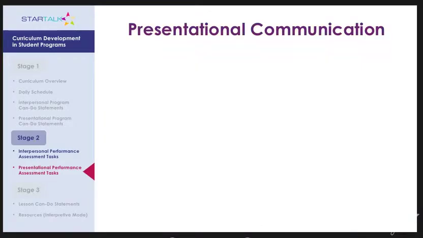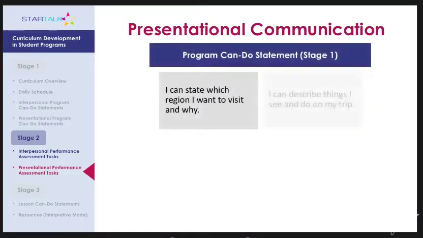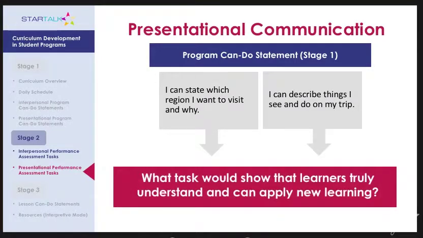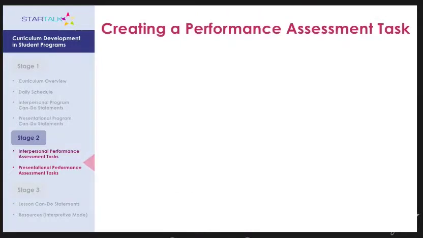The presentational program can-do statements were also written in stage 1. Developing the performance assessment task again involves asking and answering the same key question that you saw with the interpersonal mode. If you look at "I can state which region I want to visit and why," then you are asking yourself what task would show that learners truly understand and can apply new learning. Then it is simply a matter of thinking through the steps, very quickly going through those.